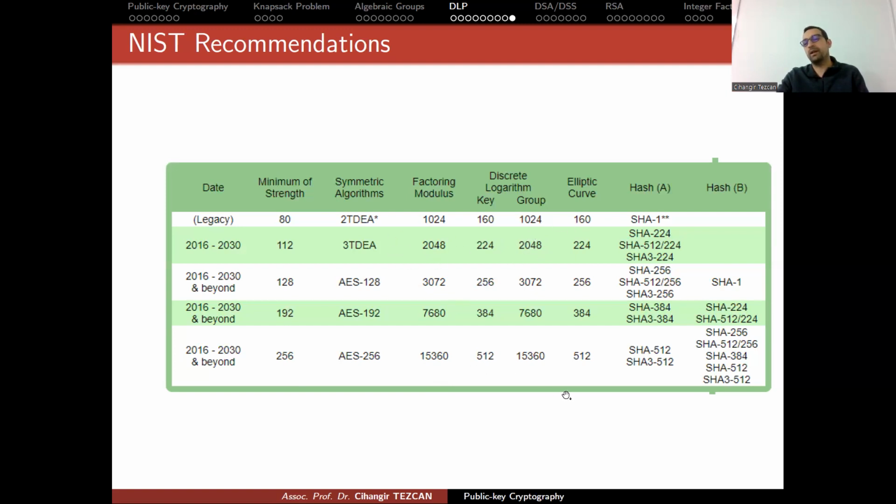This is why we also suggest elliptic curves, because instead of working on group sizes like this or RSA moduli like this, you can just work on 512 bit values. This way, once the key size increases, elliptic curves become more advantageous.